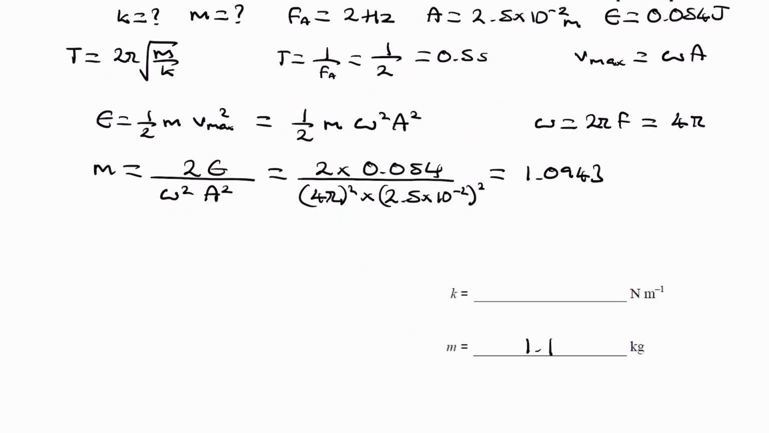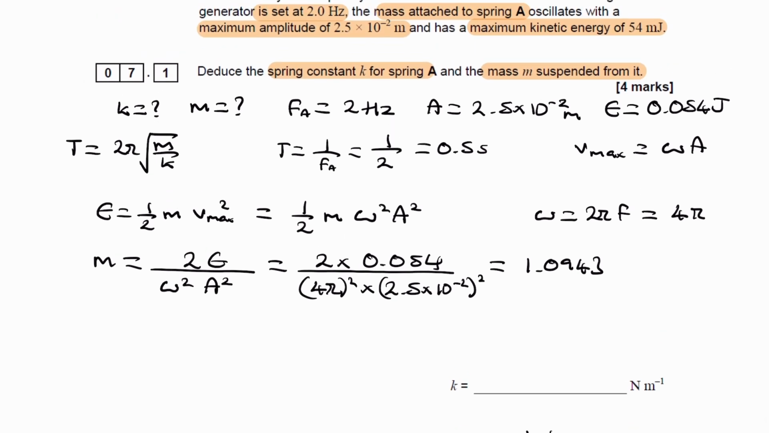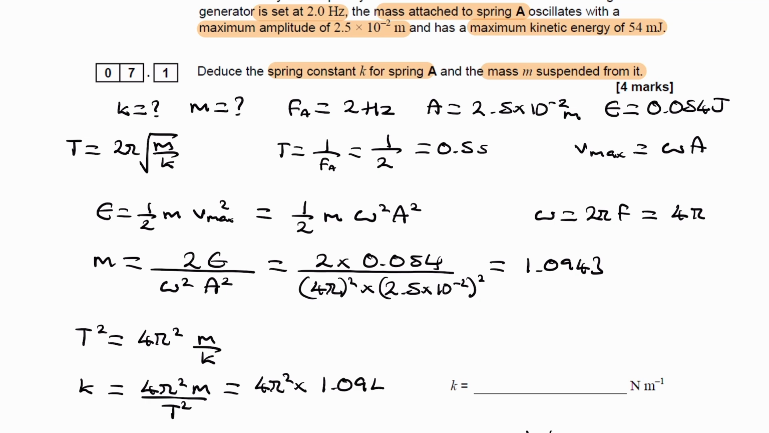Now to work out K, we have m, now we can use the equation that we have over here. We have m, we have T, we can just rearrange this for K. So T squared is 4 pi squared m over k, squaring both sides of that equation. Now we can switch the k and the T squared. We get 4 pi squared m over T squared. So that would be 4 pi squared times the mass, the 1.0943. Notice how I'm not rounding it too much so I don't get a rounding error. And then divide by T squared, which was 0.5 squared.